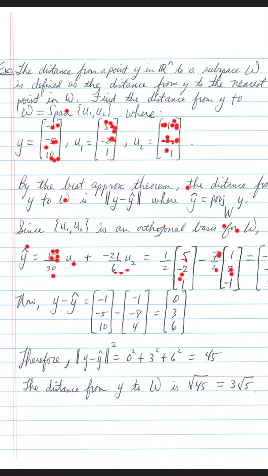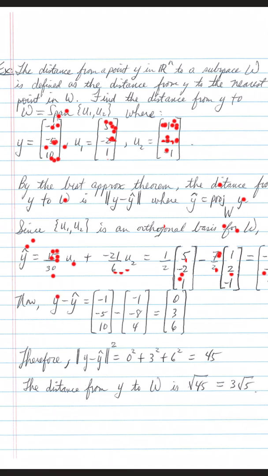Now that's a mouthful. Y hat is the projection of vector y. So if you were to plot this in space and then make a direct path to subspace W where it formed a 90-degree angle, that's what y hat is. That's the point on the subspace that is 90 degrees from vector y.